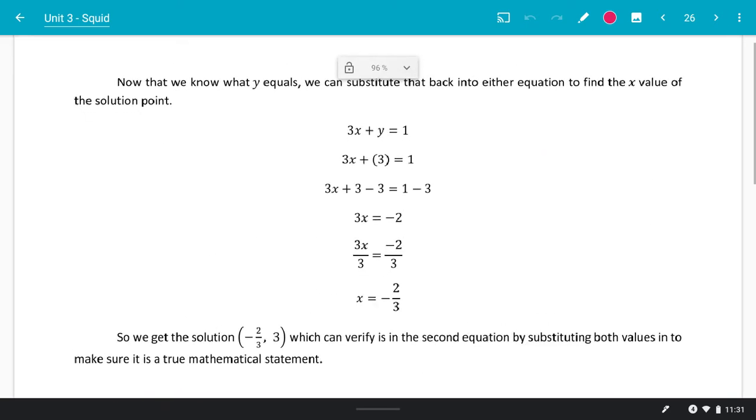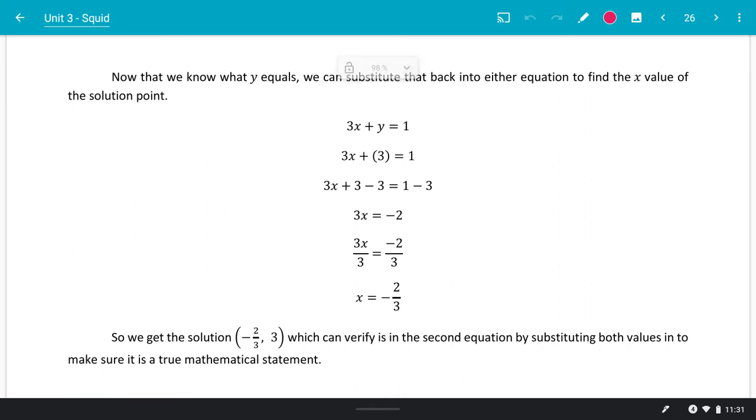Now that we know what y equals, we can substitute that back into the equation to find the x value. So we substitute the 3 back in, subtract 3 from both sides. So 3x equals negative 2, divide by 3 on both sides, and x equals negative 2/3. So we get the solution negative 2/3, 3, which we can verify in the second equation by substituting both in to make sure the statement is mathematically true.